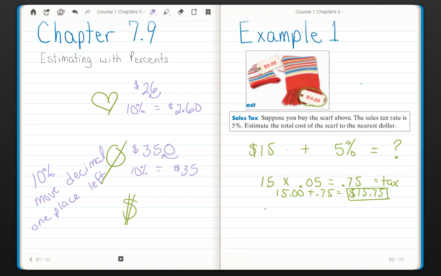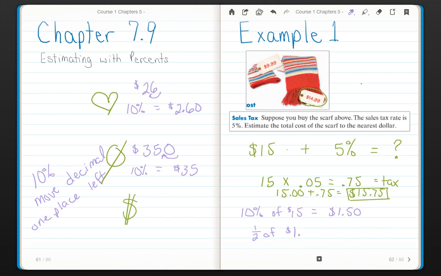So thinking of it this way, if I want 10% of $15, I take the decimal, move it one place to the left, equals $1.50. Now you're thinking, well, Mrs. Pendry, that's great. I don't want 10%, I want 5%. Okay, you're right. Well, what's half of $1.50? Half of $1.50 is 75 cents.